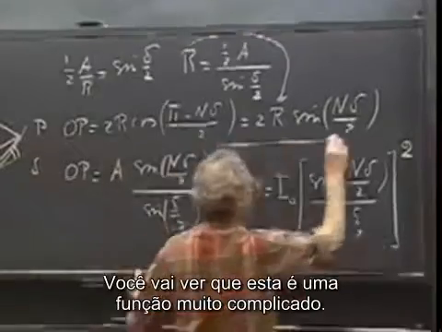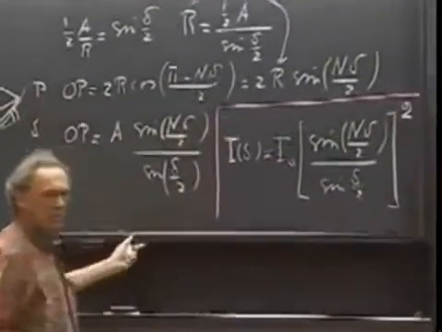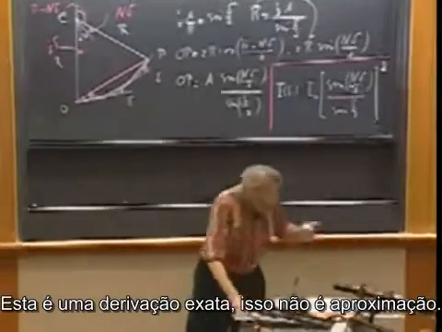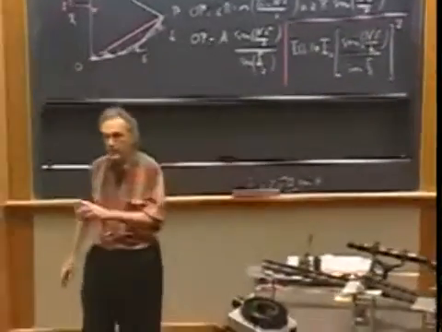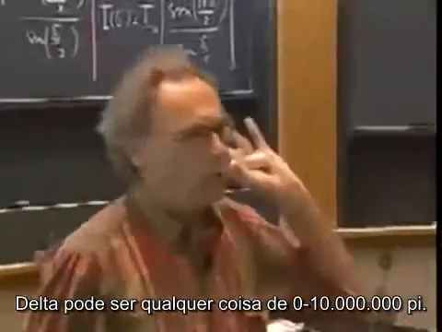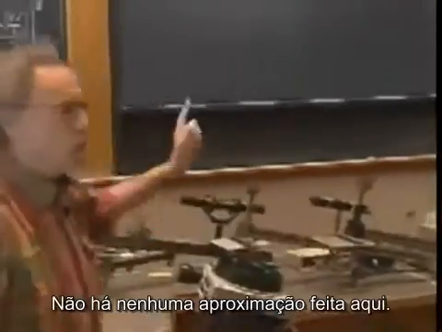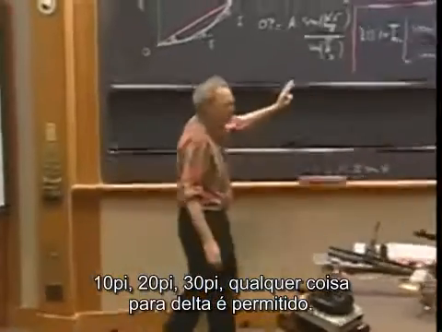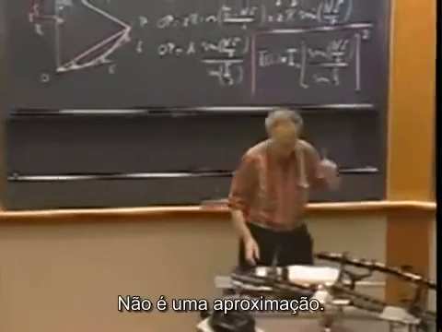You will see that this is a very complicated function. We will beat it to death together. This is an exact derivation. This is no approximation. Delta can be anything from 0 to 10 million pi. There is no approximation made here. 10 pi, 20 pi, 30 pi, anything for delta is allowed. It's not an approximation.